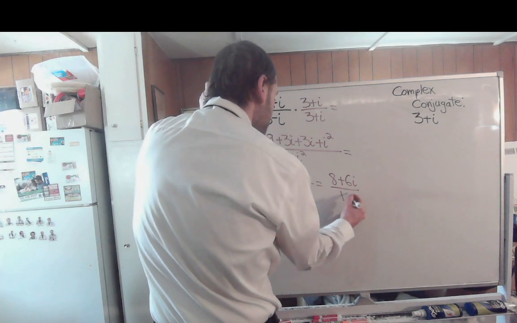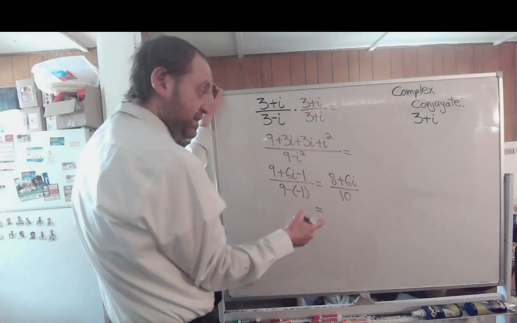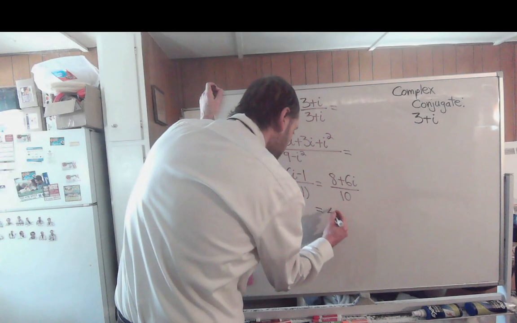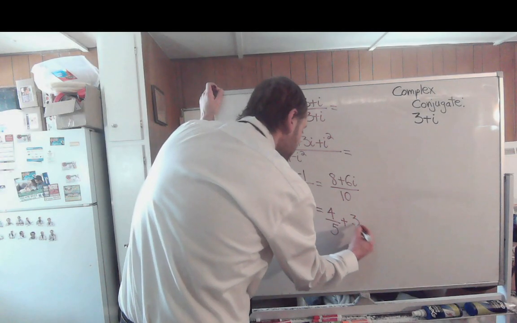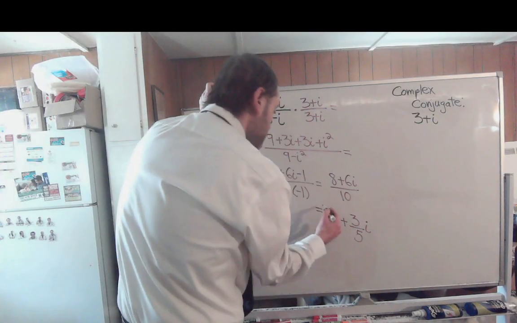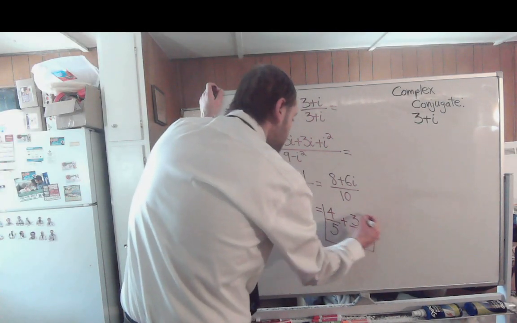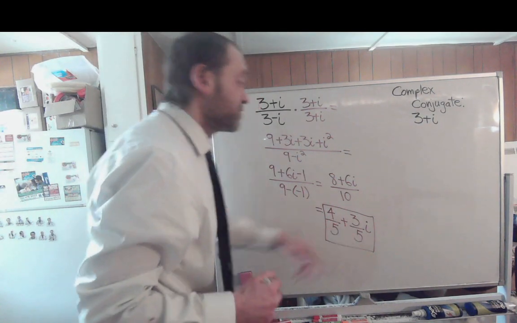all over 10, which everything divides by 2, so 8/10, that would be 4/5 plus 3/5 i. So the complex number you would get in standard form would be 4/5 plus 3/5 i.